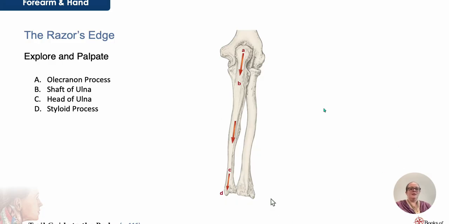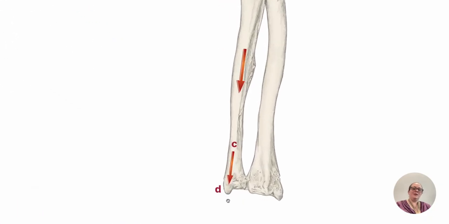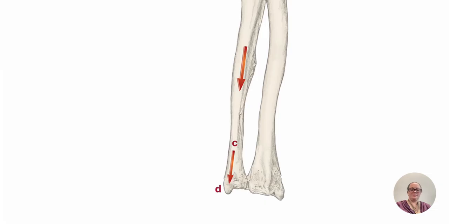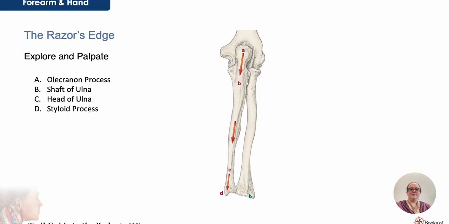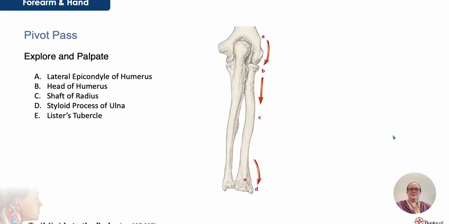More olecranon process. Say that 10 times. You're getting into the shaft of the ulna, coming down to the head of the ulna. And then you have your little tip, your styloid process of the ulna. Imagine breaking that little piece off.